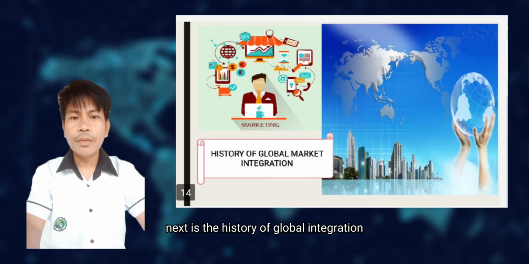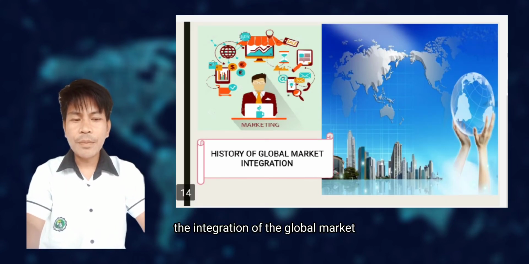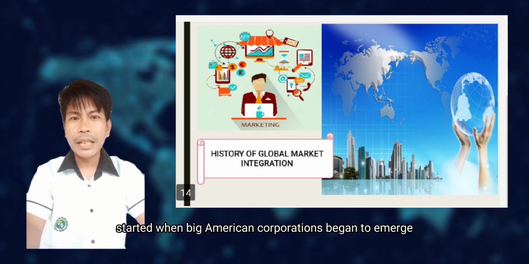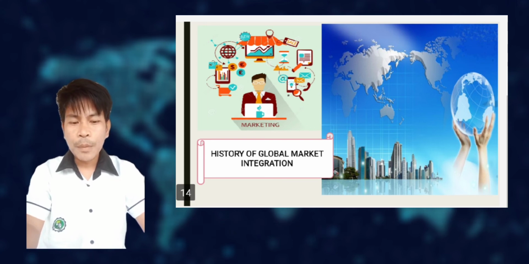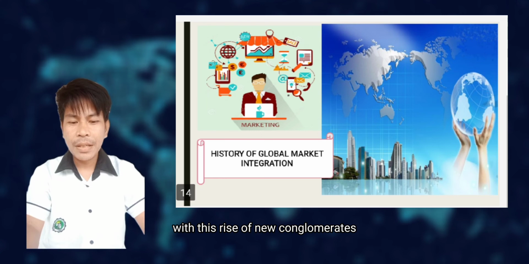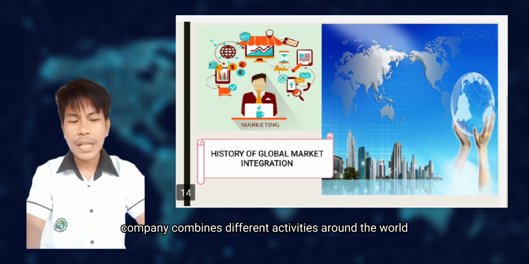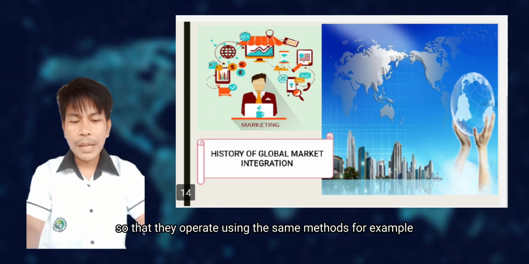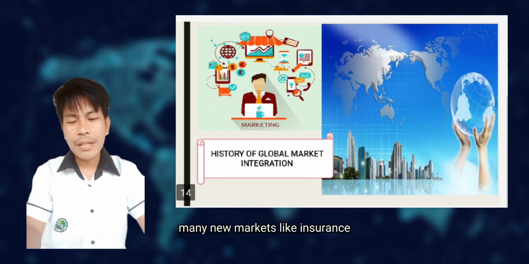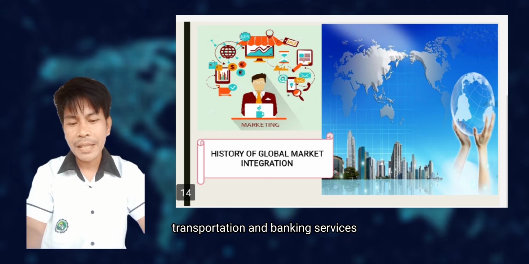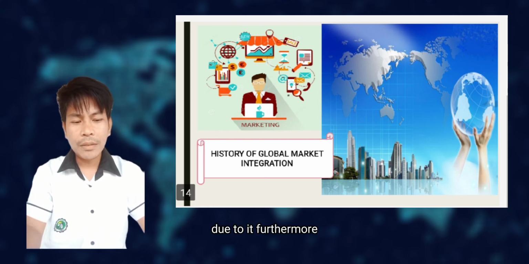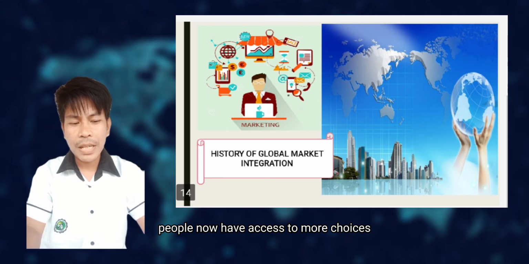Next is the history of global integration. The integration of the global market started when big American corporations began to emerge after the Second World War. With the rise of new conglomerates, global integration is the process by which a company combines different activities around the world so that they operate using the same methods. For example, many new markets like insurance, transportation, and banking services have grown due to it. Furthermore, people now have access to more choices and international brands because of the integration between countries.